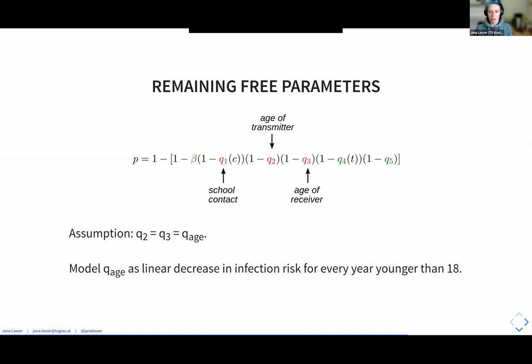To make this task a little bit easier, we make one assumption. We assume that Q2 and Q3, namely the transmission risk reduction due to the age of the transmitting and receiving agent, are the same, and they vary together. And we condense this into a new parameter, which we simply call QH. And we also make the assumption that this dependence on age is linear and decreases with every year that a child is younger than 18.